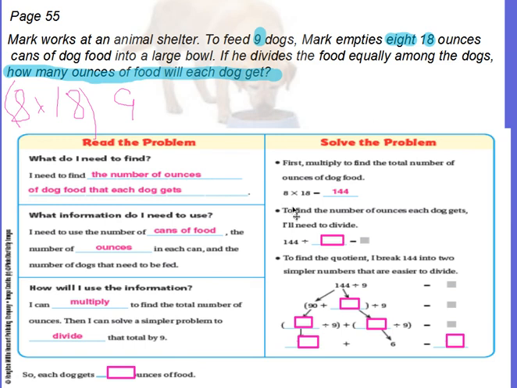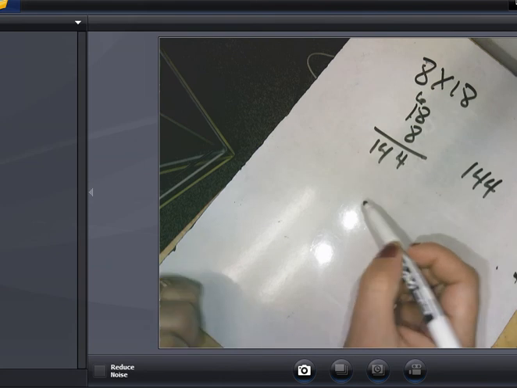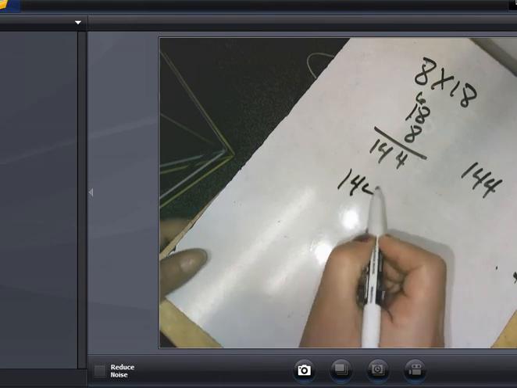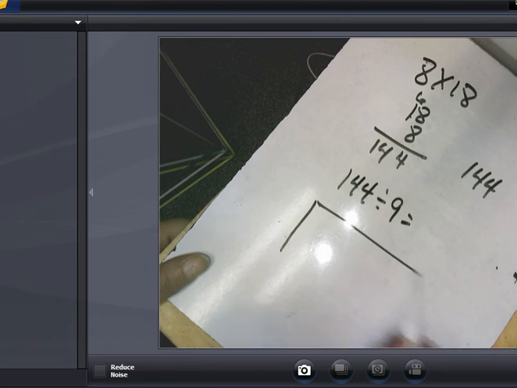Then I have to do my next step up here, which was divide. I have to divide by 9. So if I divide by 9, I can come up with my answer. I also know how to do that now. I can use the inverse operation. I have 144 divided by 9, so I'm going to use the inverse operation.